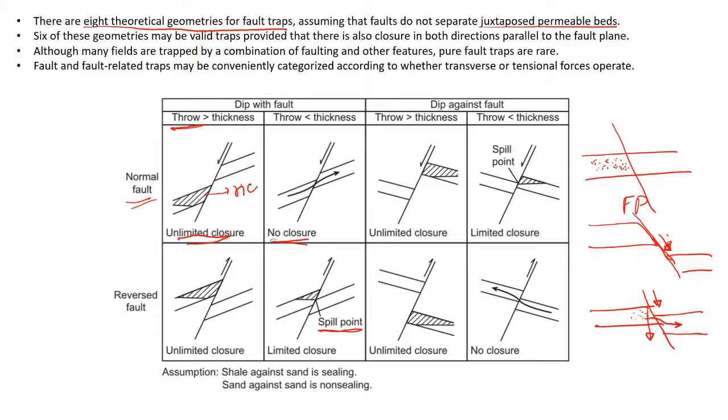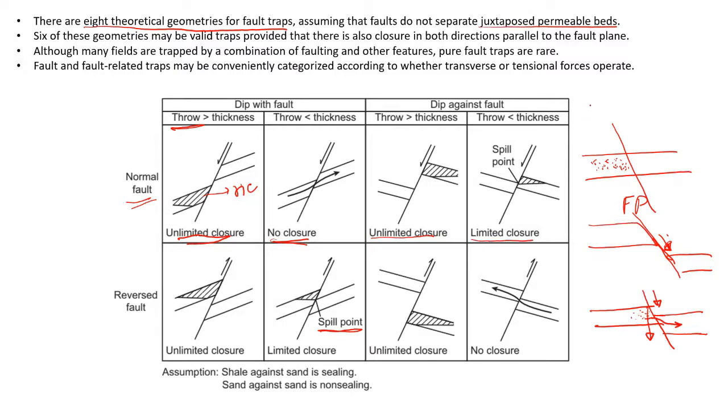Okay, but once the dip is against the fault, here you can see that the dip of the rock is in the direction of the fault, here they're against the fault. So here again, once the throw is more than the thickness, then there is unlimited closure. But if the throw is less than the thickness, in case of dip against fault, there is possibility that in normal fault you may get limited closure.